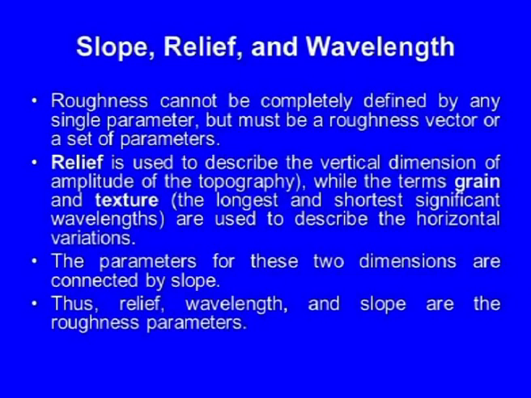Roughness cannot be completely defined by any single parameter, but must be a roughness vector or a set of parameters. Relief is used to describe the vertical dimension or the amplitude of the topography, while the terms grain and texture, that is the longest and the shortest significant wavelengths, are used to describe the horizontal variations. The parameters for these two dimensions are connected by slope. Thus, relief, wavelength and slope are the roughness parameters.